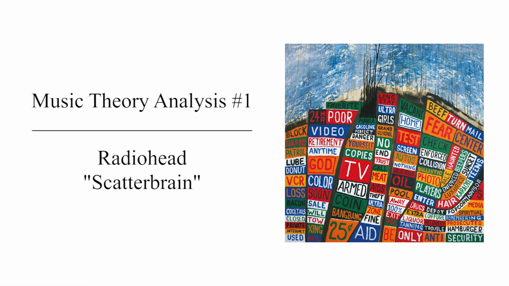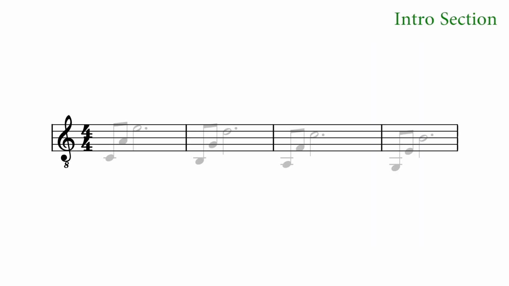Scatterbrain, a track from Radiohead's 2003 album Hail to the Thief, is a pretty underrated song in my opinion. I recently learned how to play it, and I was pleasantly surprised by how elegant its composition is from a music theory standpoint. Let's take a listen. The song starts with a simple, repeated guitar riff, arpeggiating 4 chords.